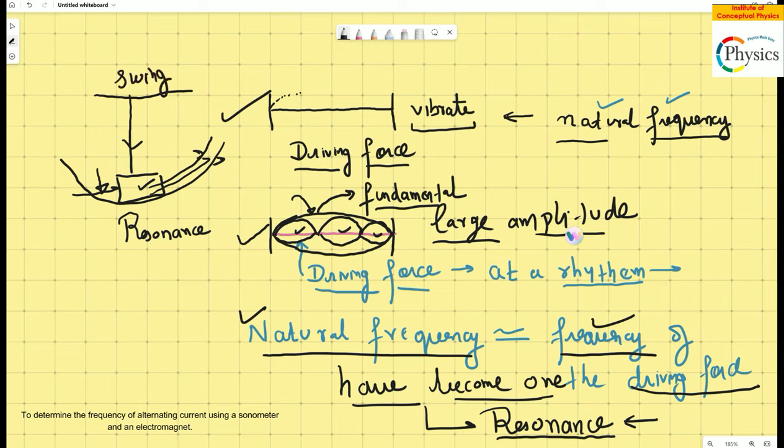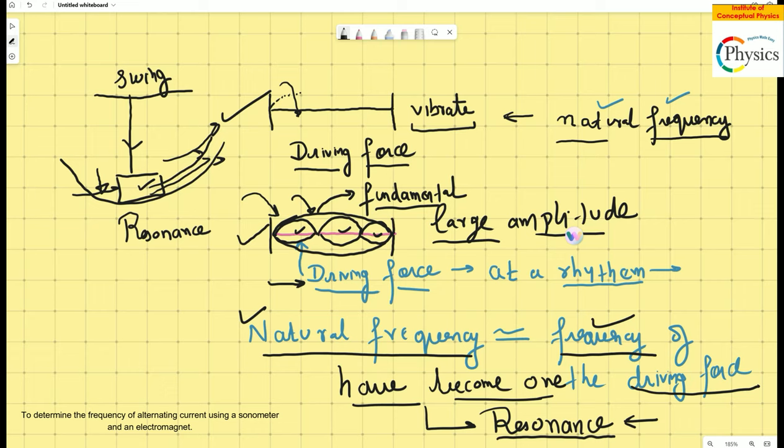Even in a swing, you can have resonance, because the swing has a natural frequency, and the rate at which you push the swing becomes equal to the natural frequency of the swing. The swing starts vibrating at a very high oscillation or amplitude. It is not a normal type of oscillation. So if a wire is plucked, it may show you some normal vibration. But when the wire is plucked at a frequency using an AC current or a tuning fork, which acts as a driving force, suddenly you will see the wire getting a large amplitude, which is the condition of resonance. I hope this made sense to you.